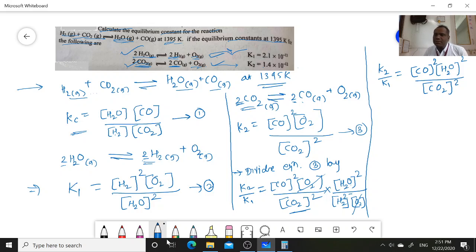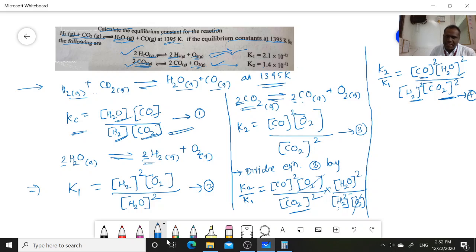Now look at this. Suppose this is equation number 4. Look at equation number 1 and equation number 4. There are similar terms. Here the H2O term is there, and in this case the H2O term is there. Here is the CO term, and in this case the CO term is there. On the downside the CO2 term is there, and here also the CO2 term is there. Now one more thing we are missing here. H2 square is remaining. In this case H2 is there and in this case also H2 is there, but all the terms are in square format.